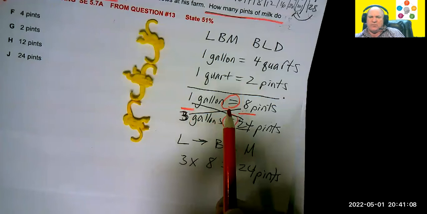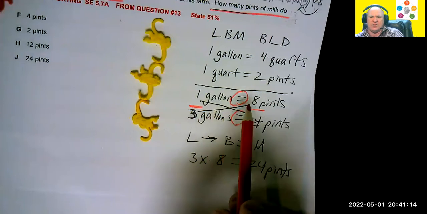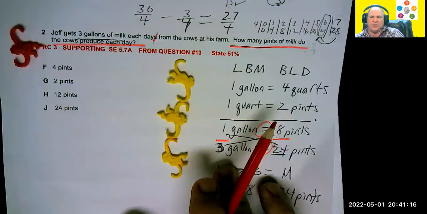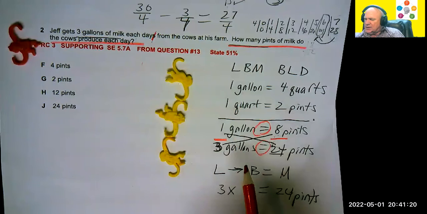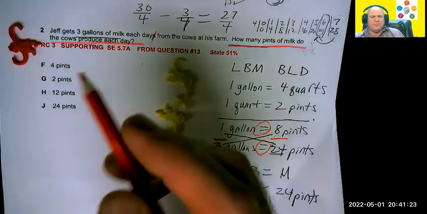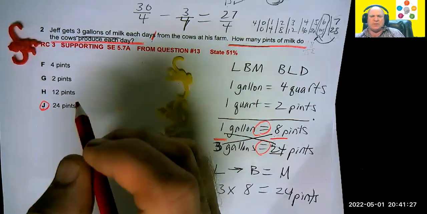Yes. For every 1 gallon, you get 8 pints. And for the 3 gallons that they're asking for, we get 24 pints. So the answer would be letter J. And so that's how I would solve this problem.